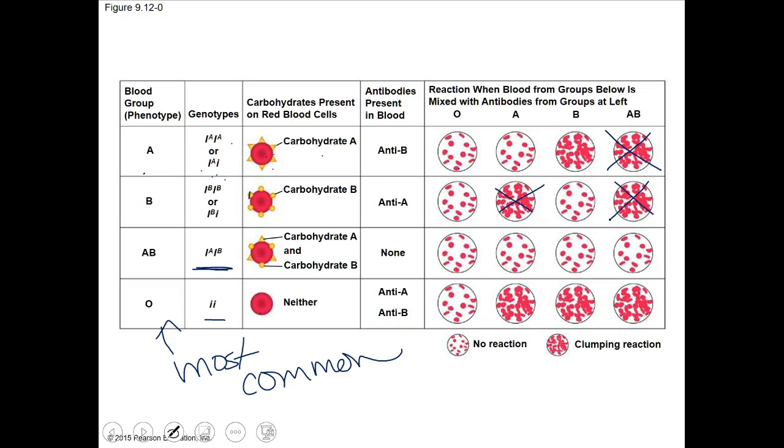If AB, these are what we call the universal acceptor, they can take blood from anybody because they have all the things that recognize all the self. So it's like, yeah, let's put anything in there. O, on the other hand, is the universal donor. As you can see, everybody can take O because they recognize it as self. It doesn't have any conflicting antigens. But if you put A or B into an O person, it's like, ooh, there's nothing here. So we can talk more about that, but that is a little side note on how blood type works.